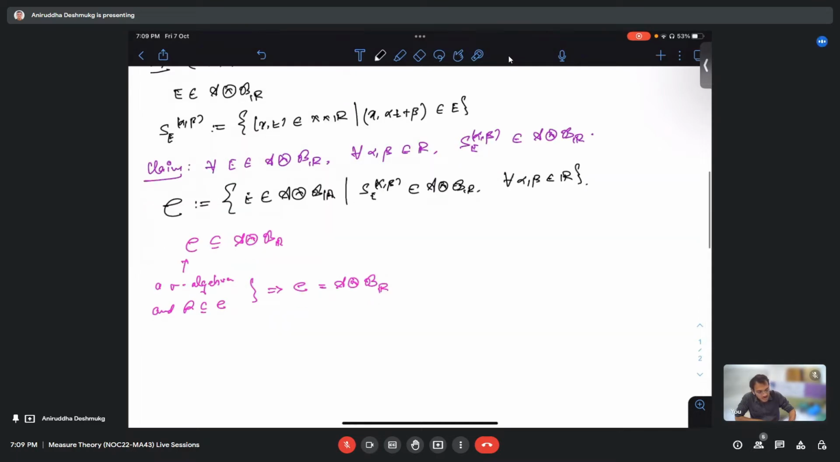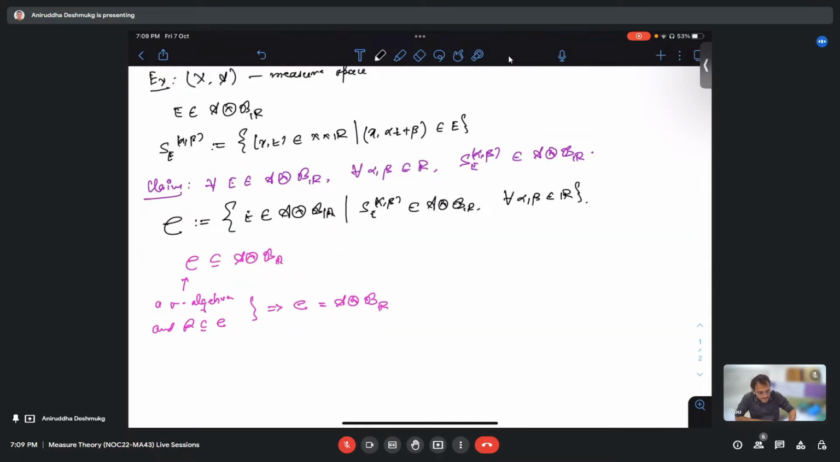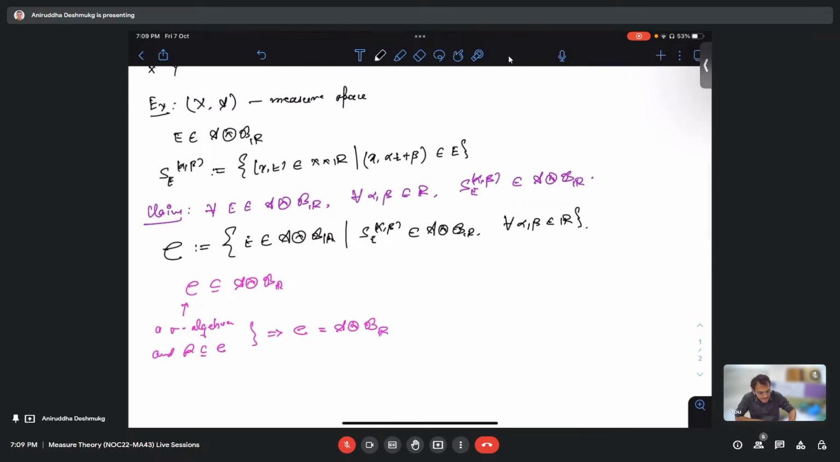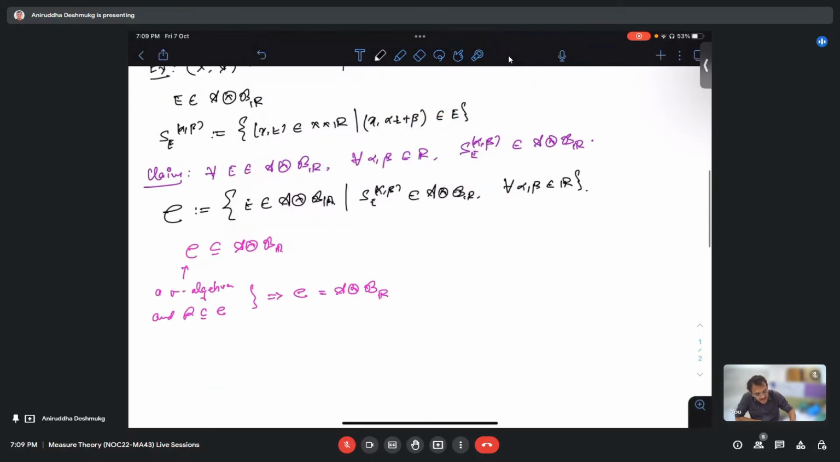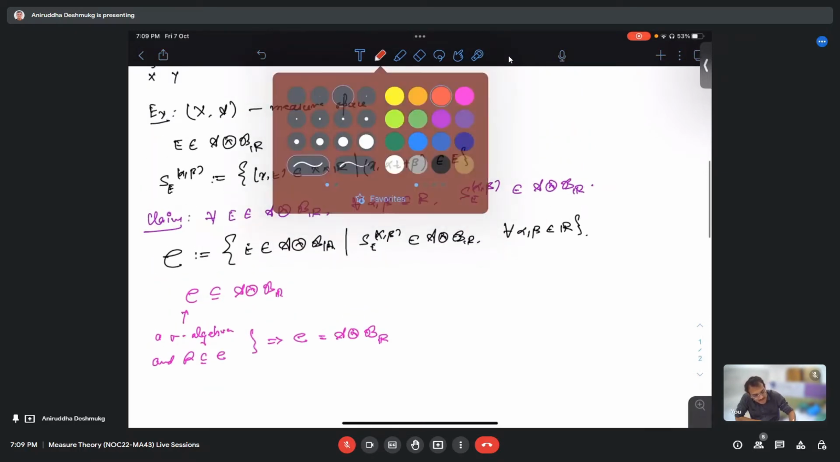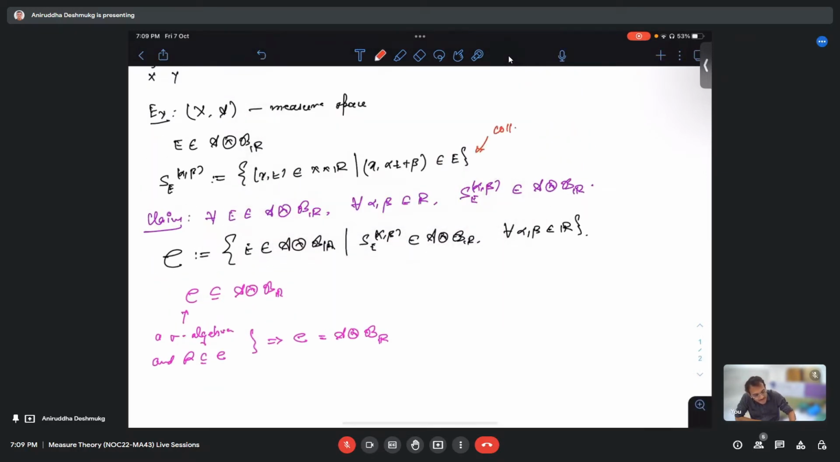I was thinking that we should prove that the set S E alpha beta should be equal to the sigma algebra, and we have to show that the rectangle is inside that set. No, S E alpha beta is not a collection of sets. S E alpha beta is a collection of points, right? Yes, sir. This is a collection of points.